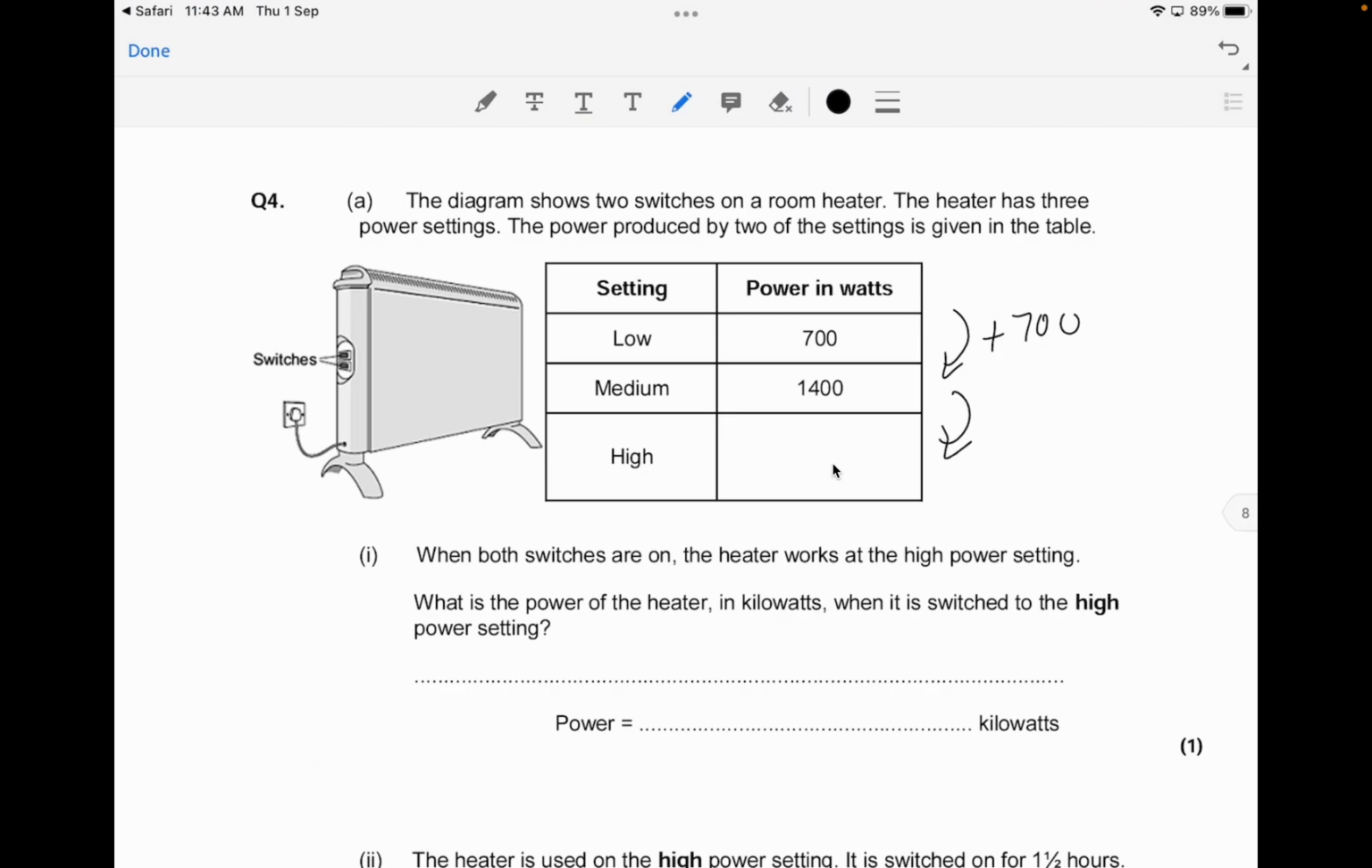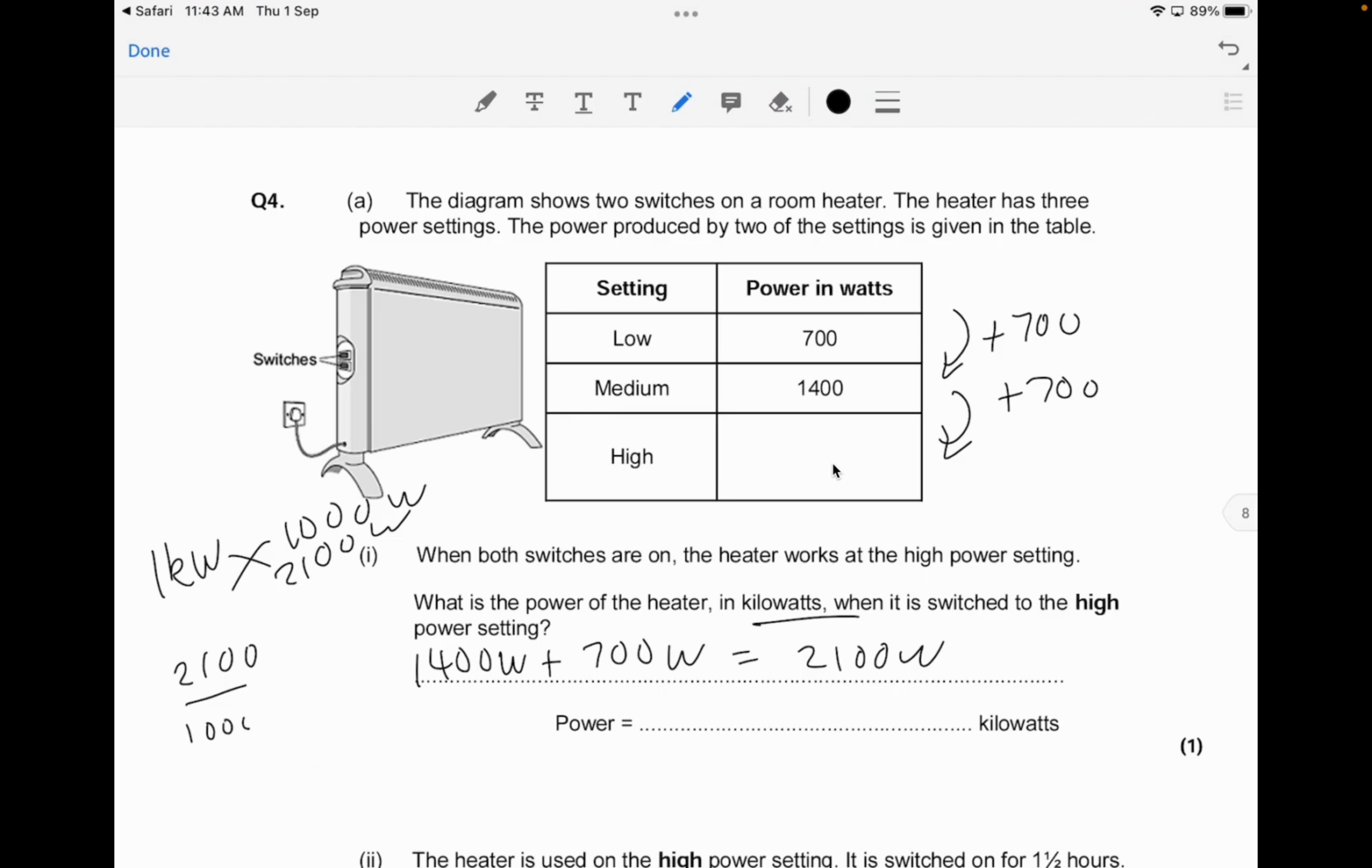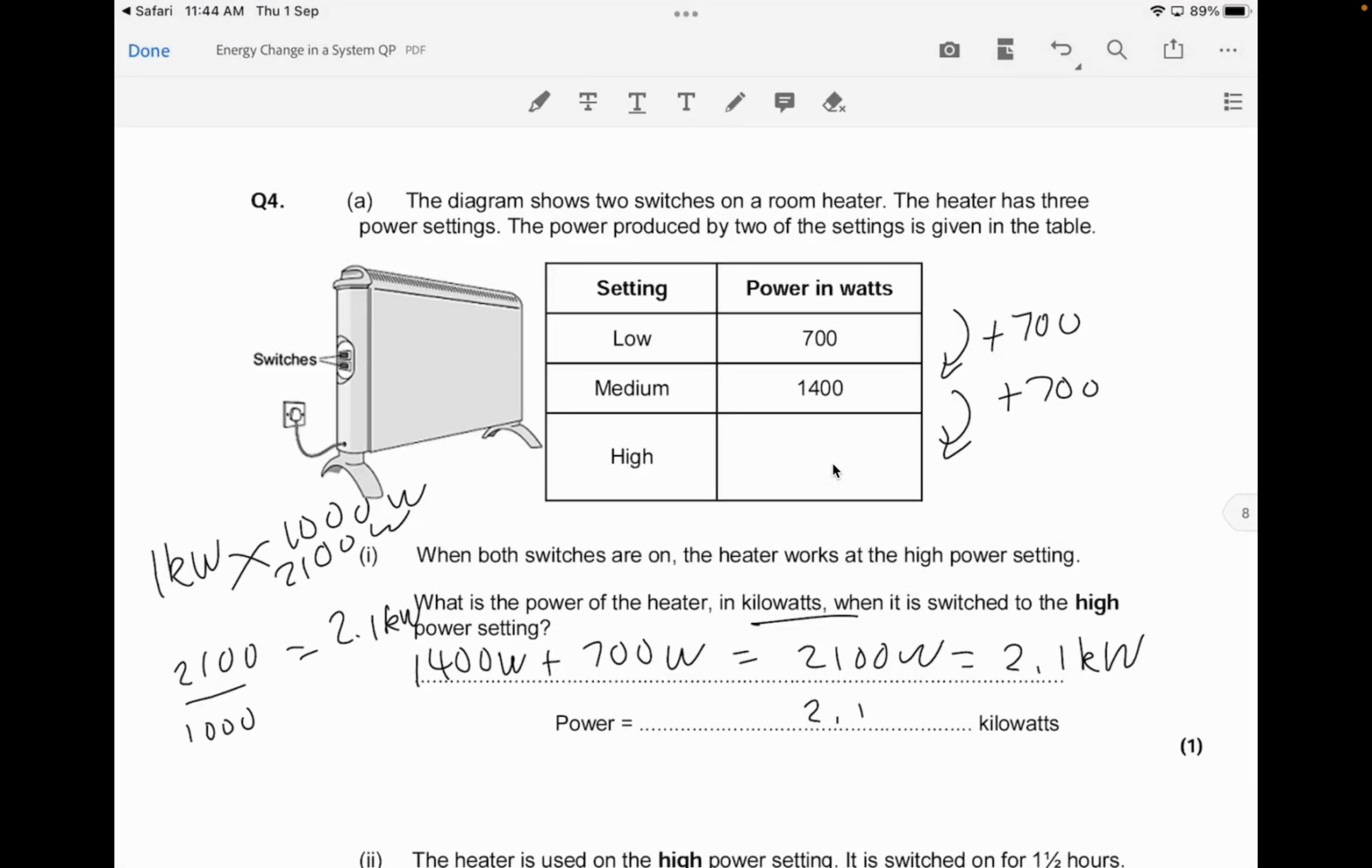So maybe analyzing this question, if we do 1,400 watts plus 700 watts, since there's a difference of about 700, you're going to get a value of about 2,100 watts. Since they want kilowatts, we know that 1 kilowatt is about 1,000 watts. So we know that 2,100 watts is going to be in kilowatts. You're going to divide it, right? So you're going to have 2,100 divided by 1,000. Now this is going to give you a value of about 2.1 kilowatts. That's going to be your answer. It's going to be equivalent to 2.1 kilowatts. So that's going to be the answer for about 1 mark. So it's not high marks, but it's going to be high marks once they add up together. All right, let's move on to the next question.